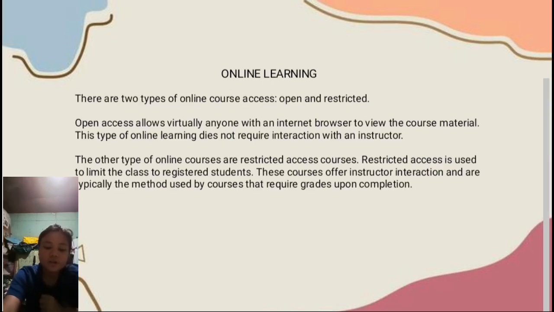The other type of online course is restricted access courses. Restricted access is used to limit the class to registered students. These courses offer instructor interaction and are typically the method used by courses that require a grade upon completion. So this type limits access to certain users, often requiring registration, enrollment, or payment.